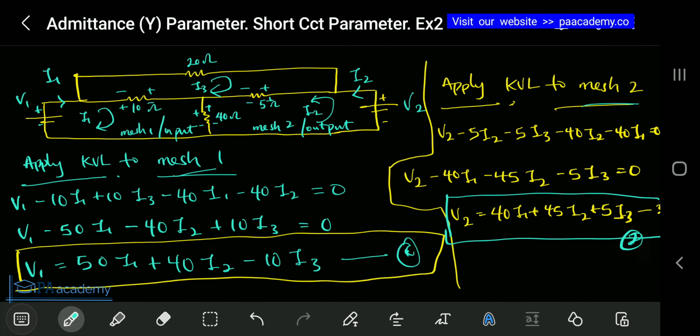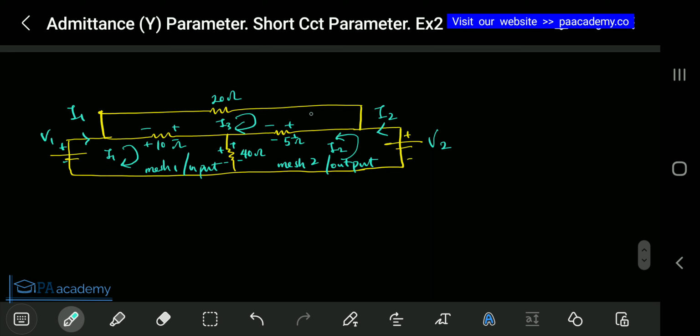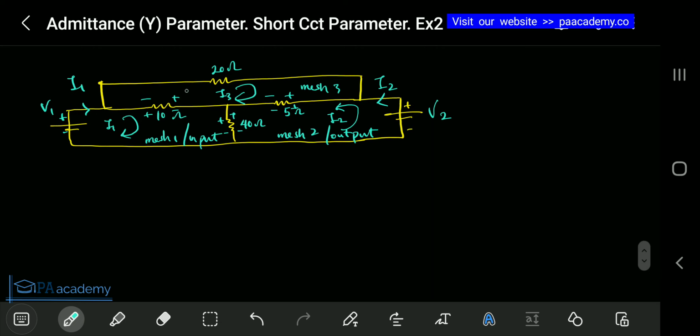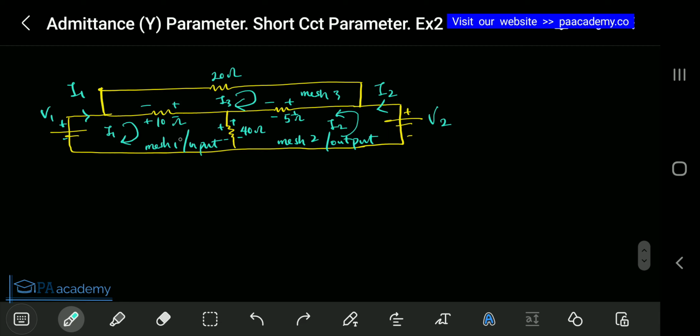Okay, so we've done that of mesh 1, mesh 2. So now let's do for mesh 3. So this is mesh 3. Let me indicate it. Okay, so we can just start from anywhere. So let's just start from the 10 ohm resistor. So if the current should flow in this direction, that's clockwise, from positive to negative, so that will be minus 10i3. Also from negative to positive due to I1, so that would be plus 10i1.